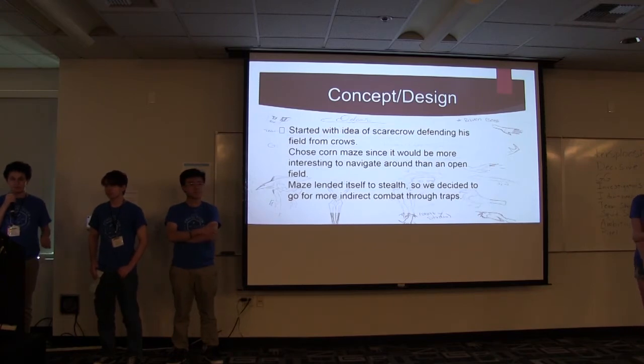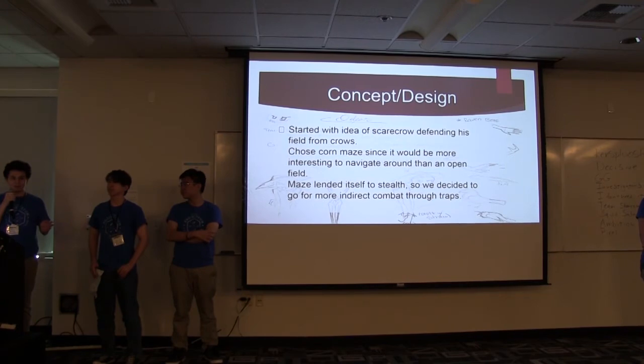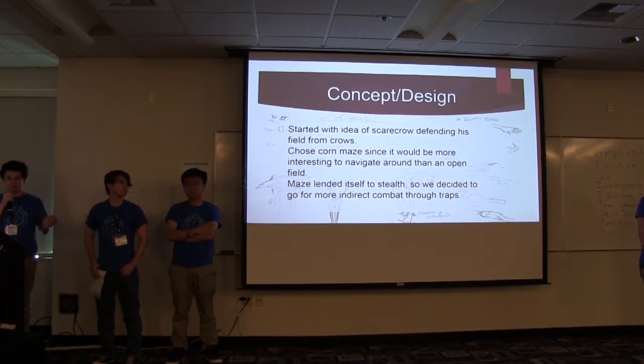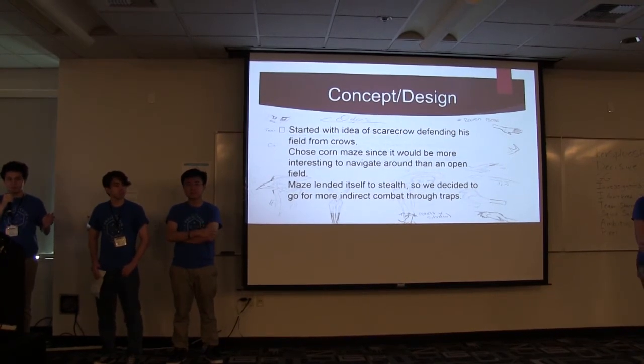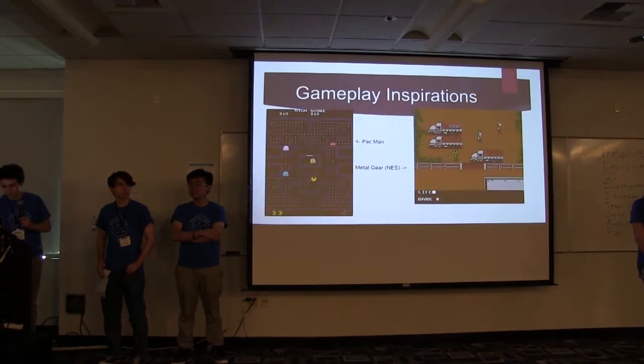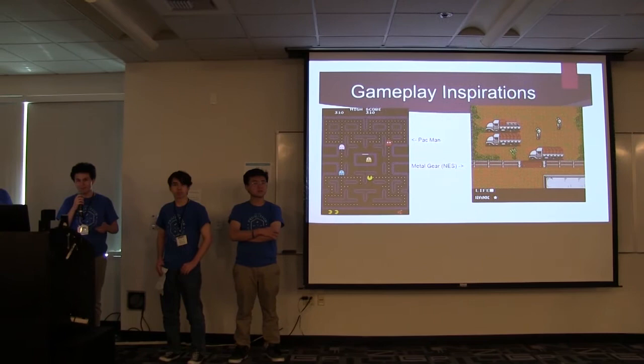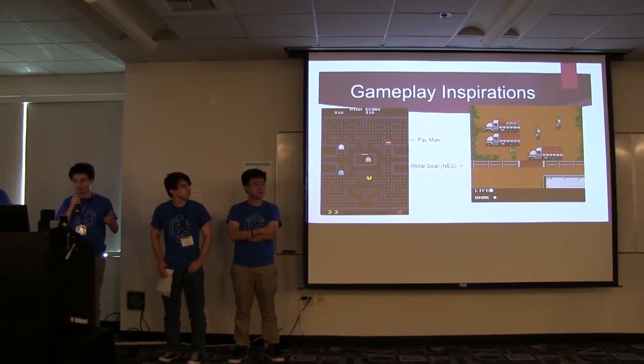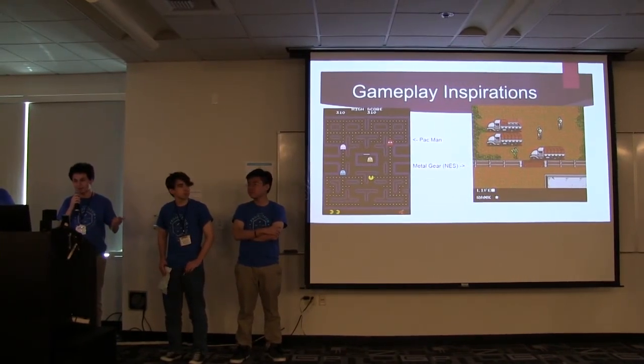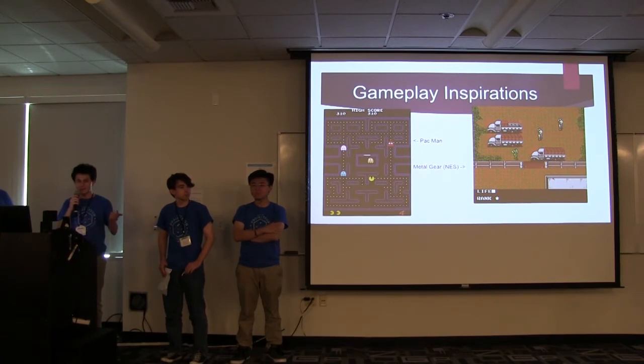And when we had the idea for the corn maze, we thought it'd be interesting to have traps and stuff and have it be more of a stealth kind of game, because the maze lends itself to that kind of gameplay. For our gameplay inspirations, the maze is like a Pac-Man style maze, and the idea of the crows chasing around was inspired by Pac-Man. And the stealth elements were Metal Gear-esque.